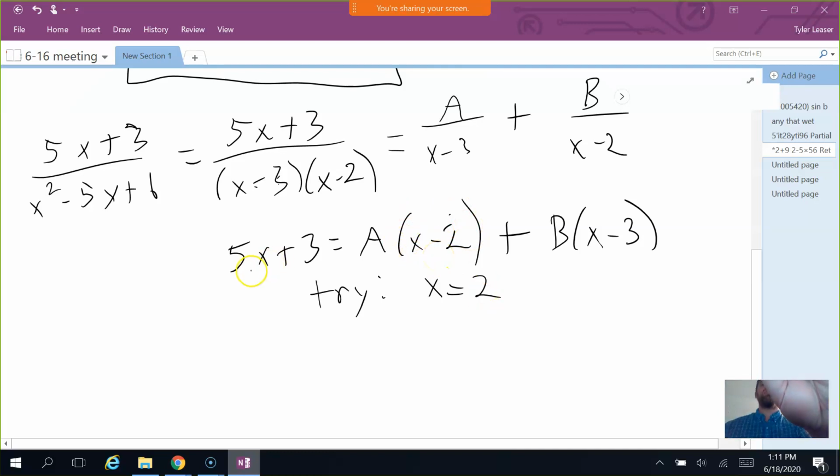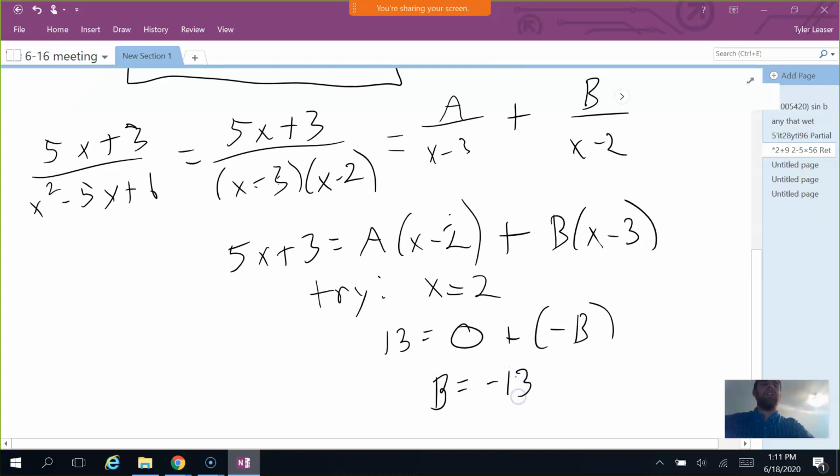So when I plug x to be 2 on the left, I have 5 times 2, which is 10, plus the 3 is 13. When I plug it in over here, I'm going to get 0, plus, 2 minus 3 is negative 1, and then negative 1 on that b is negative b. So what I get is 13 is equal to negative b, which means that positive b is going to be equal to negative 13.